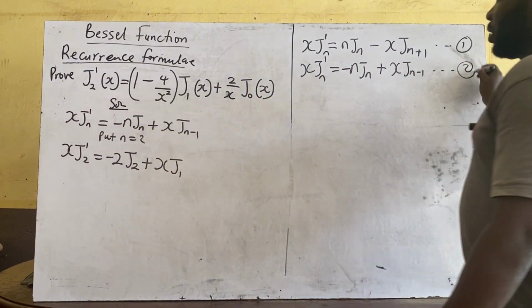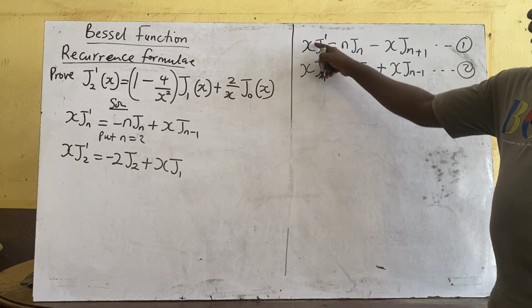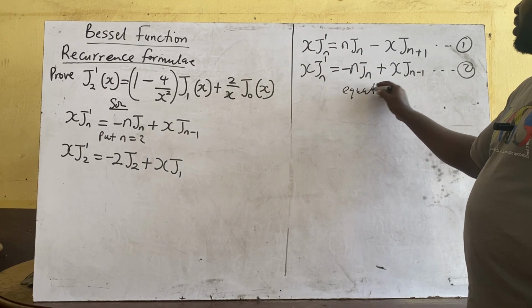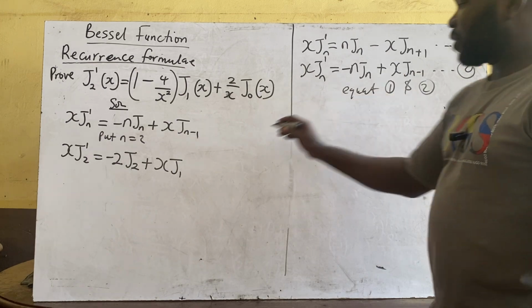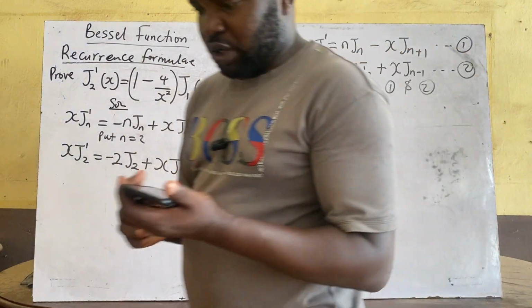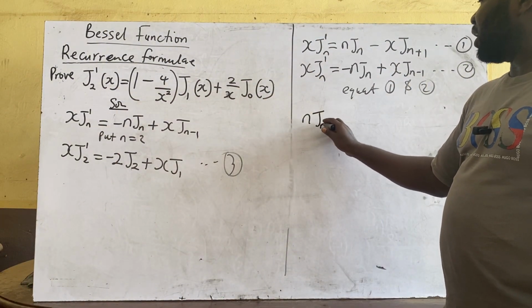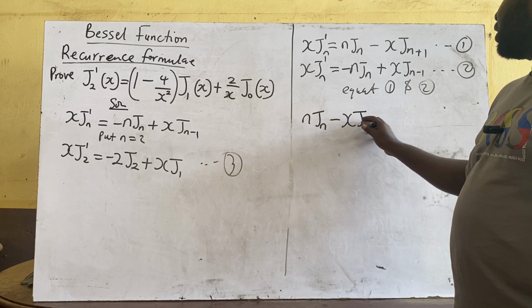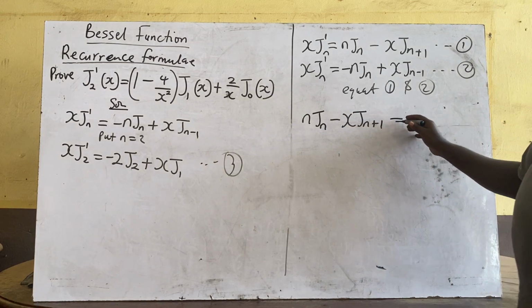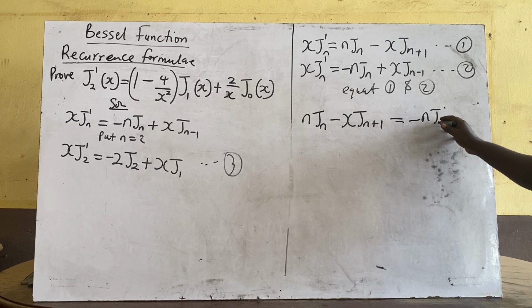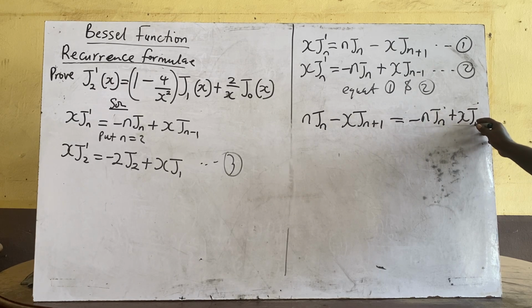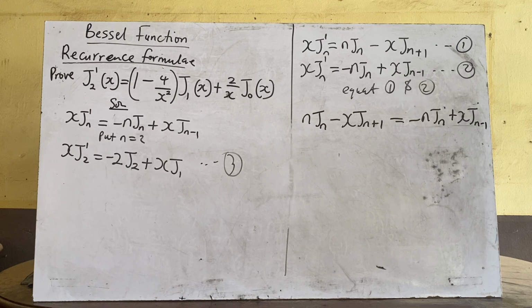This is equation 2. Let us equate 1 and 2, because this and this are equal. Let me call the result equation 3. So if we equate 1 and 2, I'm going to have n Jn minus x J(n+1) is equal to minus n Jn plus x J(n-1). Now let's put n to be 1 and see what is going to happen.